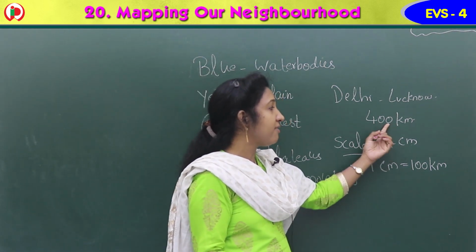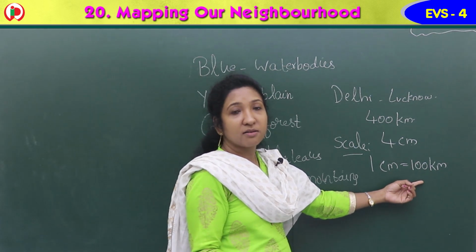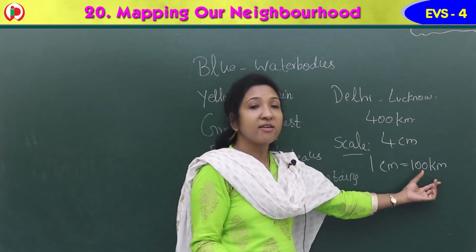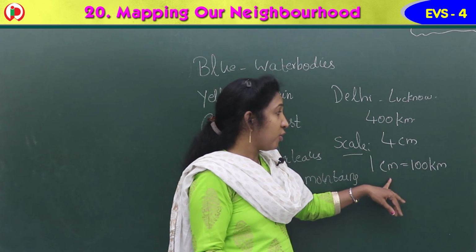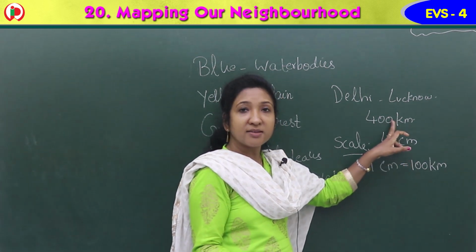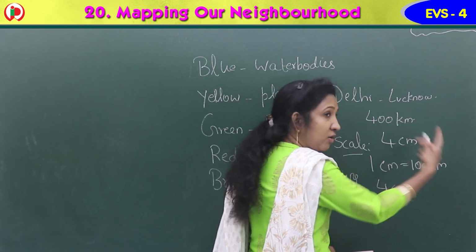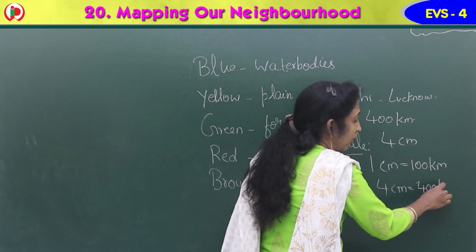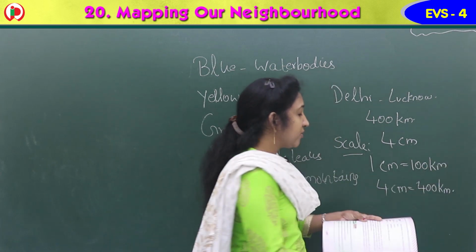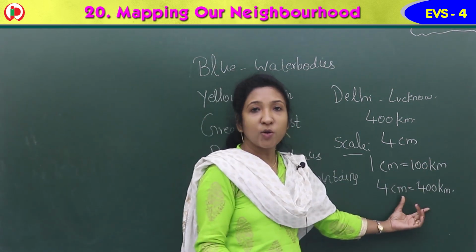Isn't it? 400 divided by 4 is 100. So 1 centimeter is equal to 100 kilometers. So 4 centimeters means 400 kilometers, isn't it? 1 centimeter is 100, so 4 centimeters is what? 4 into 100, so 400 kilometers. So 4 centimeters and 400 kilometers become equal now.